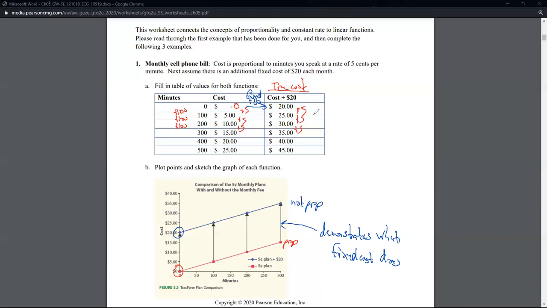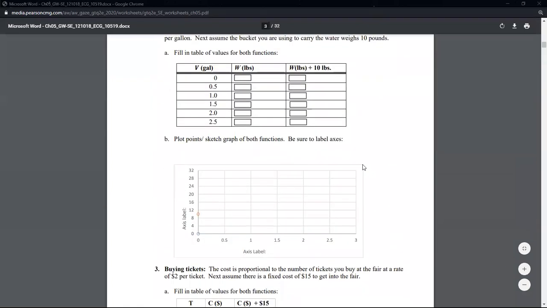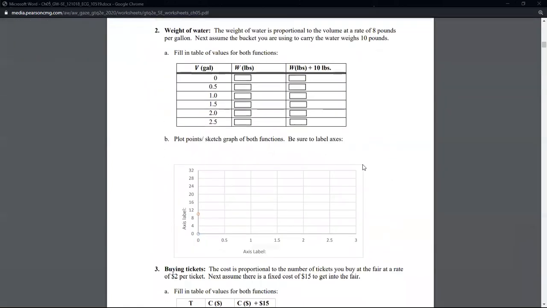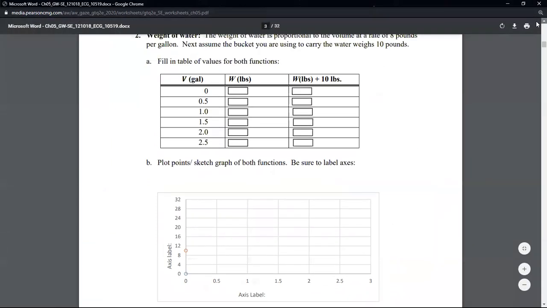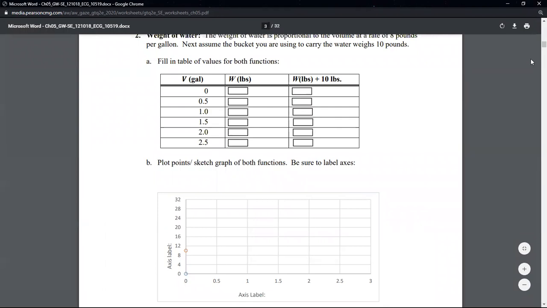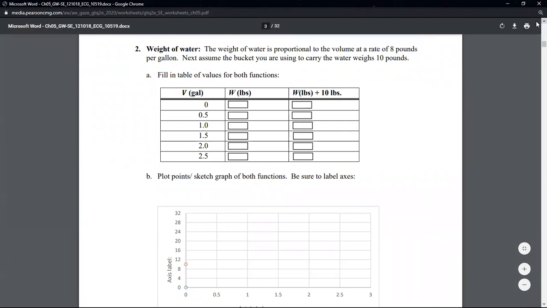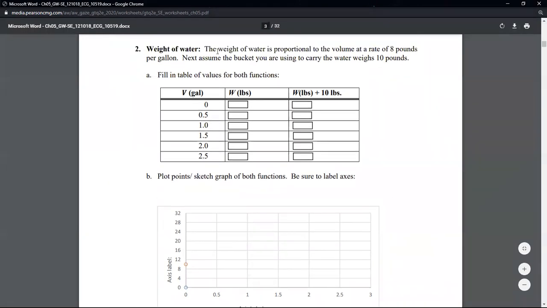All right. So now that we've seen an example, let's try out one. Let's see if we can actually do this on our own. Can I zoom in? That's too far. That is just right, it looks like. All right, I'll scroll down a little bit in just a minute to that. So weight of water.